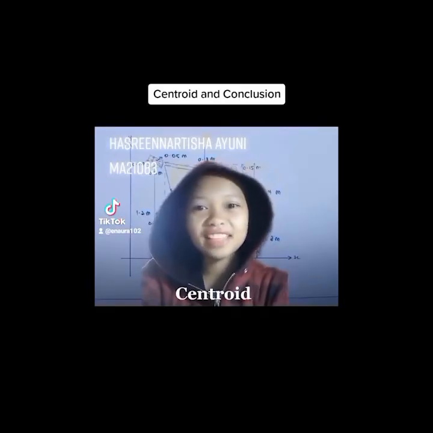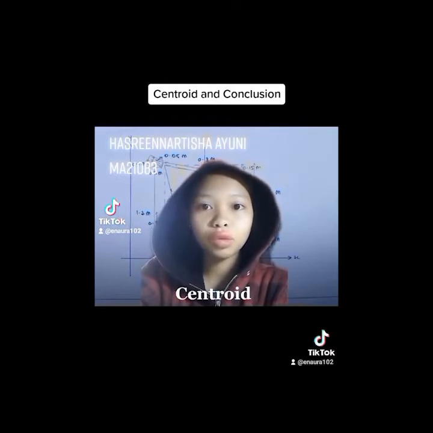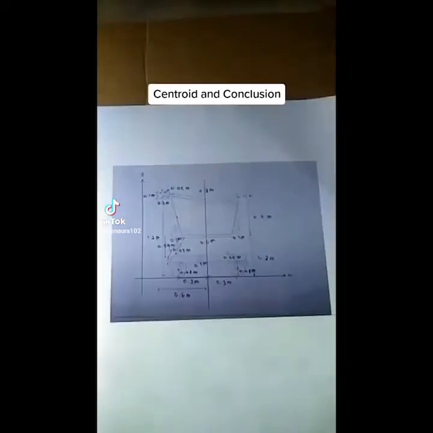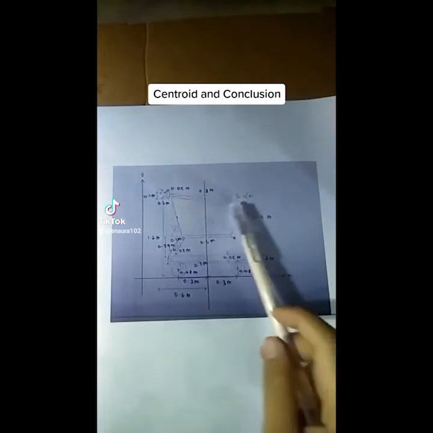Hello, my name is Hasri Nartisha Ayuni, and my ID number is MA21083, and I will talk about the centroid of this project. So this is the free body diagram I drew.